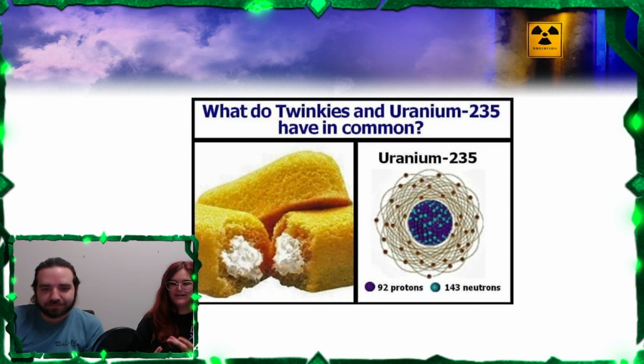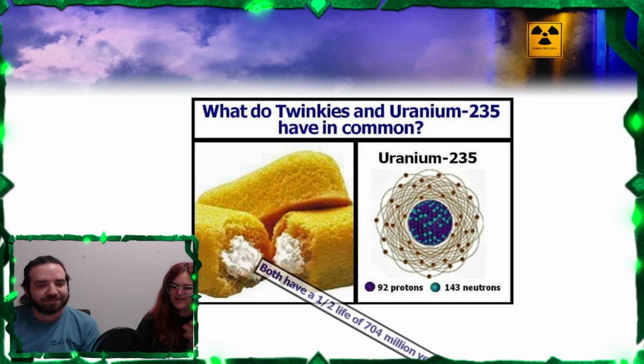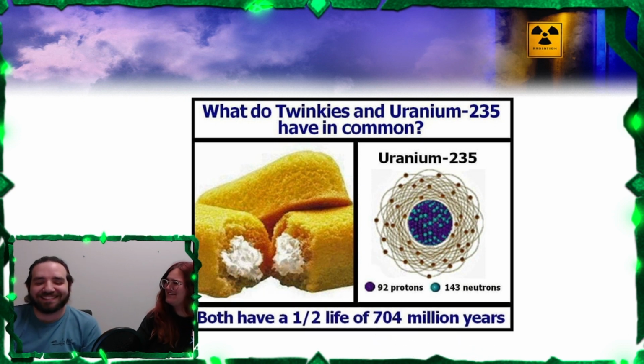So, quick joke. What do Twinkies and uranium 235 have in common? What's that? They both have a half life of about 704 million years.